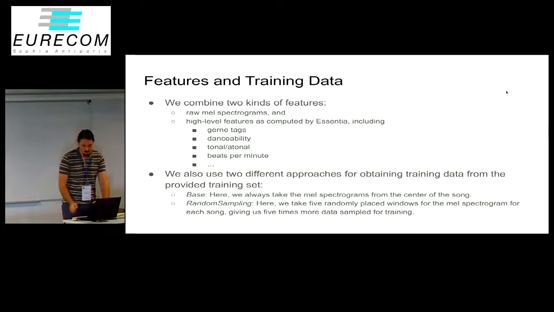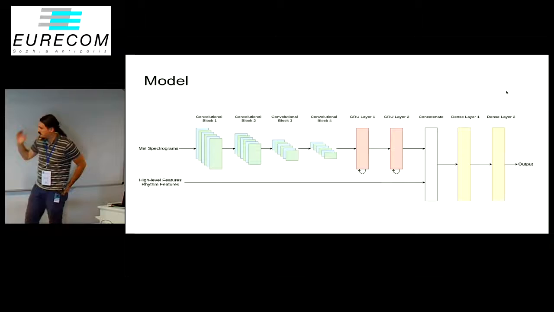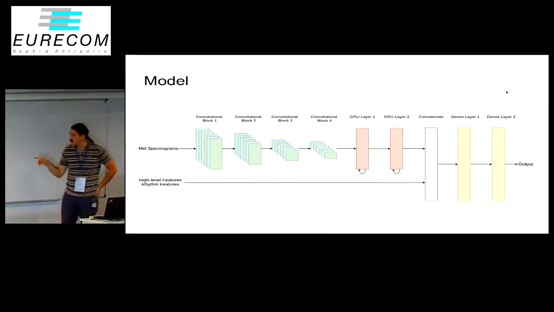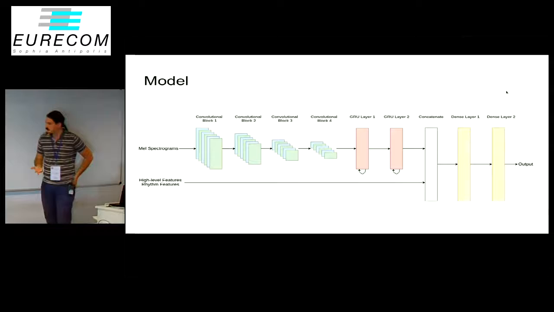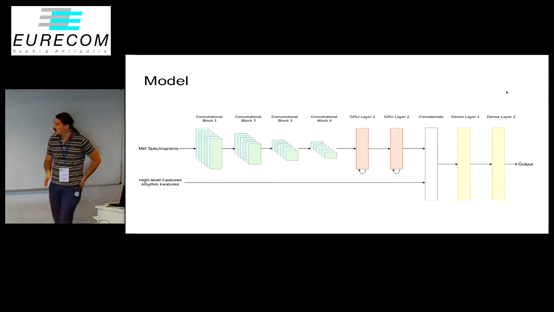So how does our model itself look? I have a graphical representation here. We start with the MEL spectrograms. We feed that into a sequence of 4 convolutional blocks. Each of those consists of a 2D convolutional layer followed by batch normalization, ELU activation, and finally max pooling. We also do a dropout of 10% after each of those 4 blocks. After the convolutional part comes the recurrent part, for which we use 2 GRU layers.